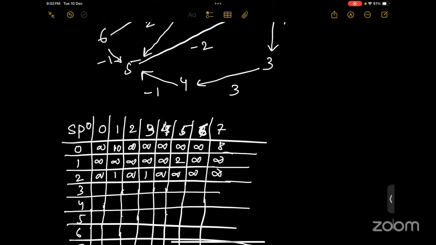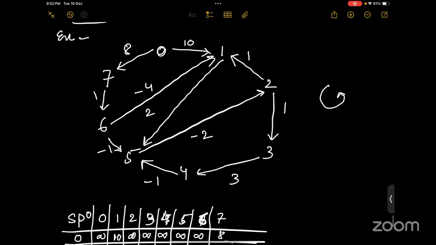Third column, fourth column. No. 2 doesn't have any connection with 1. From 2 to 1. Oh, yeah. Sorry.